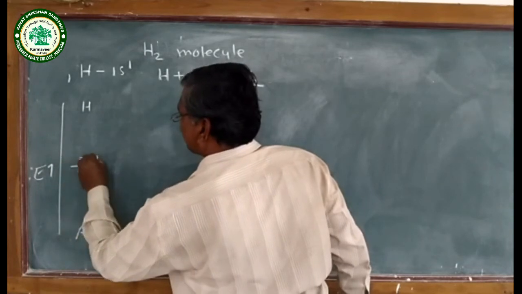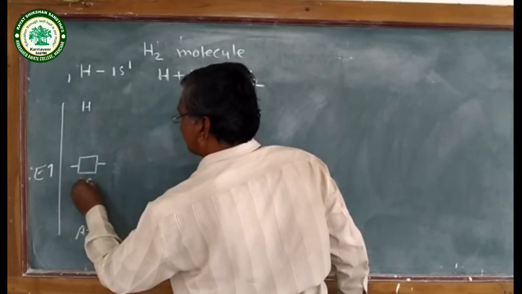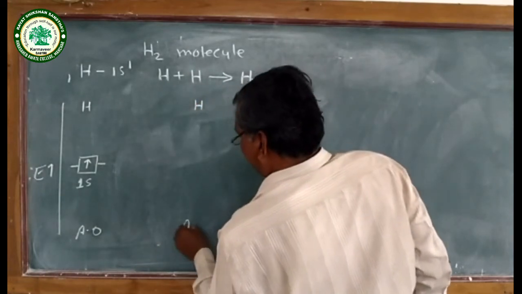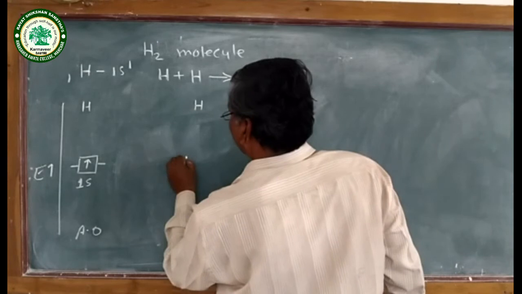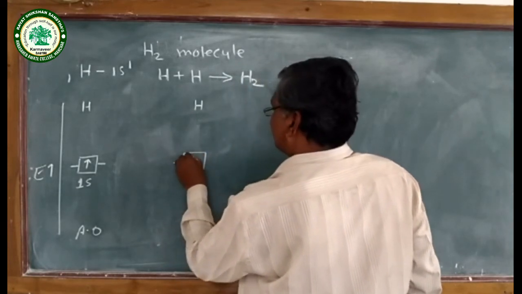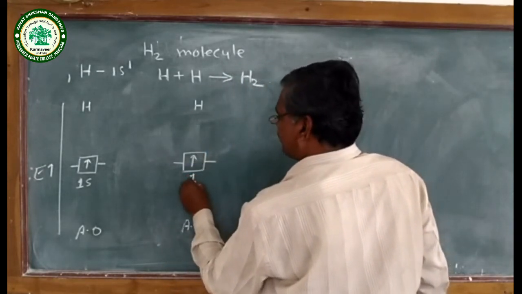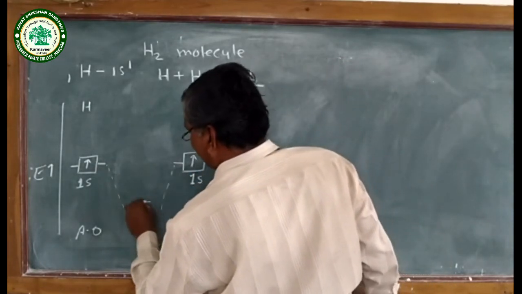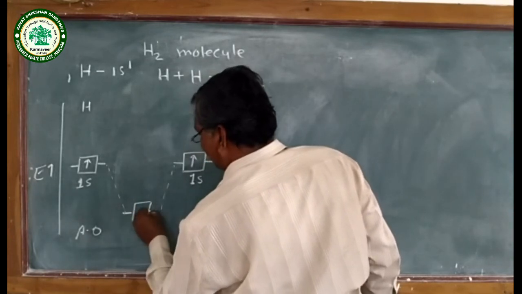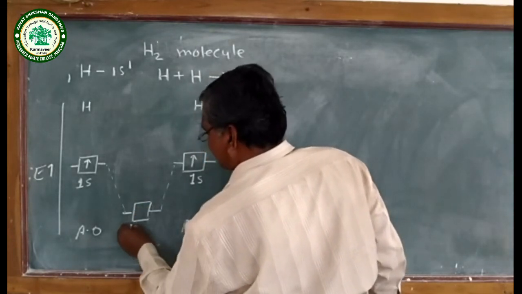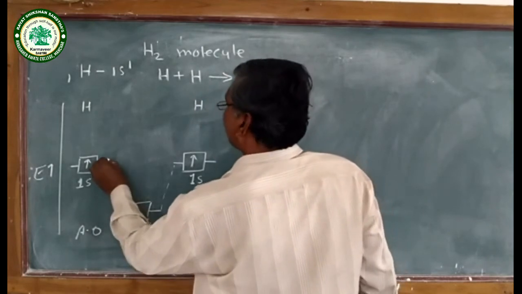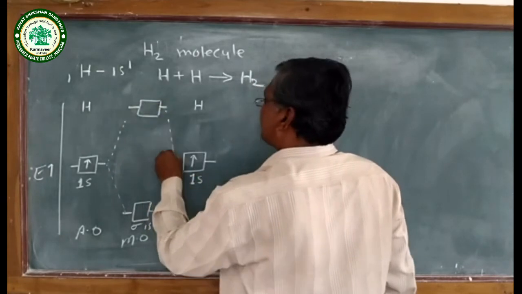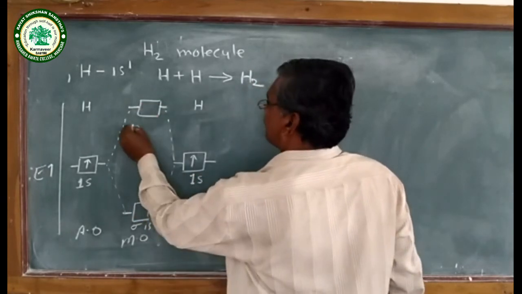This is 1s having one electron. On this side, hydrogen atomic orbitals are shown, 1s orbital containing one electron, and these orbitals form the molecular orbitals: sigma 1s bonding molecular orbital, and the other one is sigma star antibonding molecular orbital.